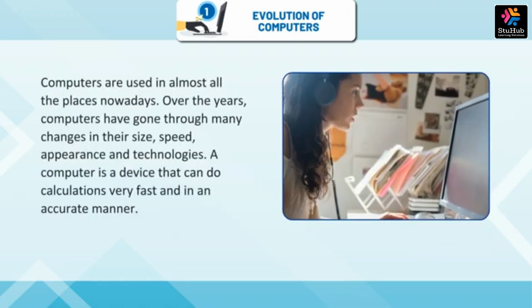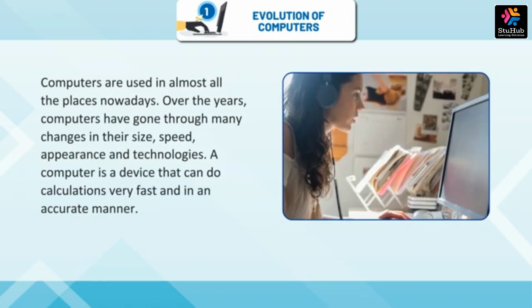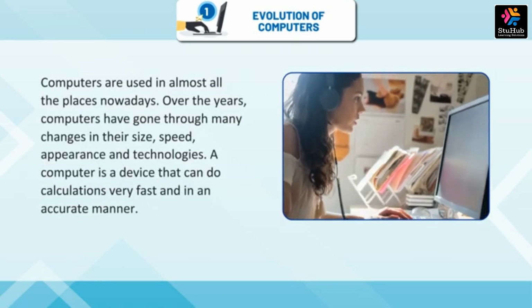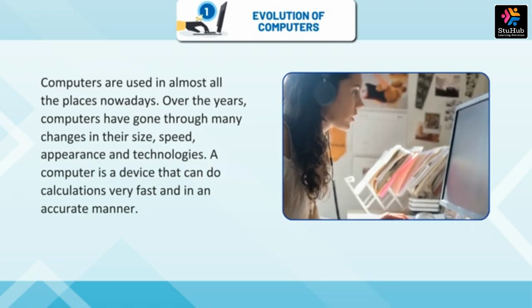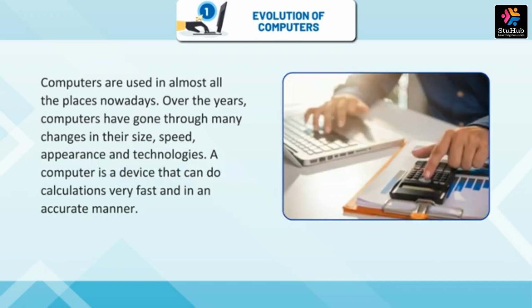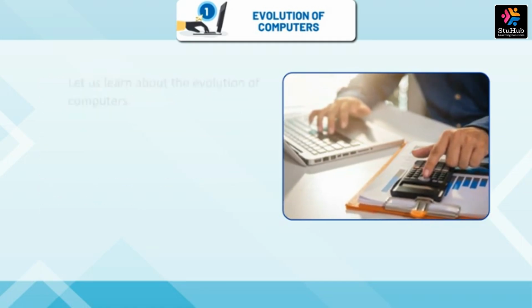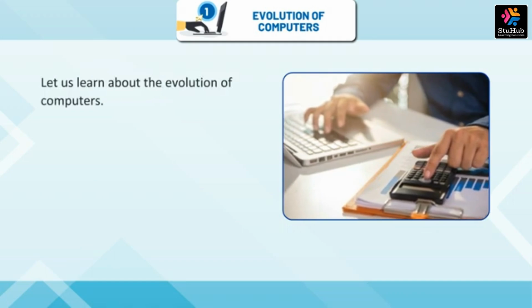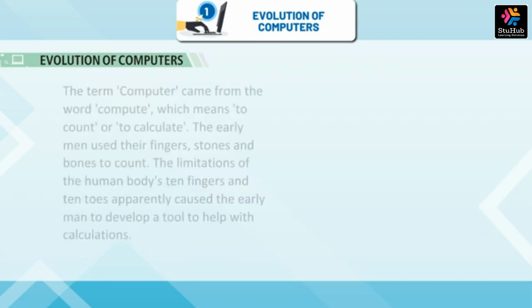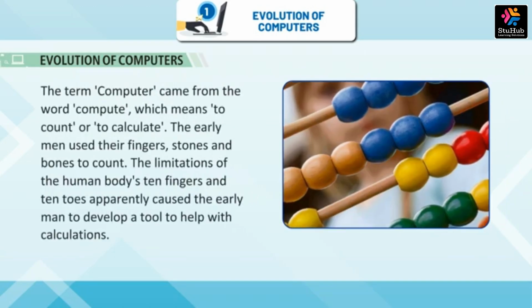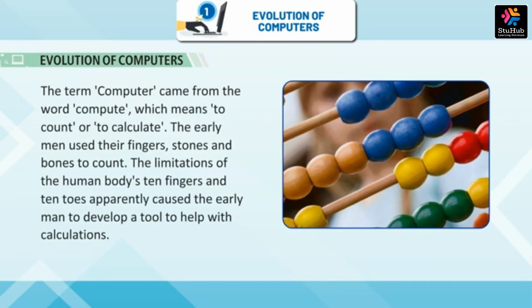Computers are used in almost all the places nowadays. Over the years, computers have gone through many changes in their size, speed, appearance, and technologies. A computer is a device that can do calculations very fast and in an accurate manner. Let us learn about the evolution of computers. The term computer came from the word compute, which means to count or to calculate.